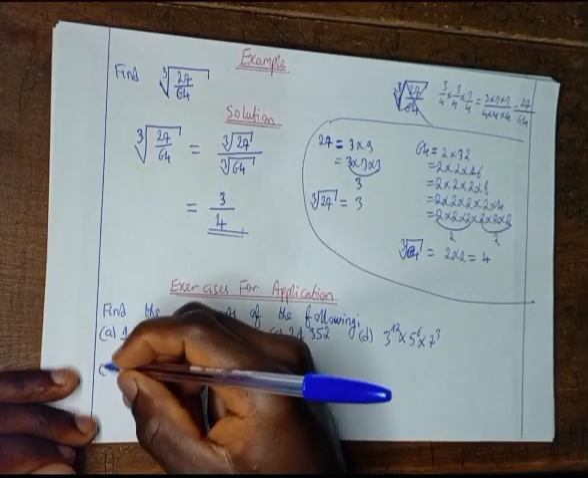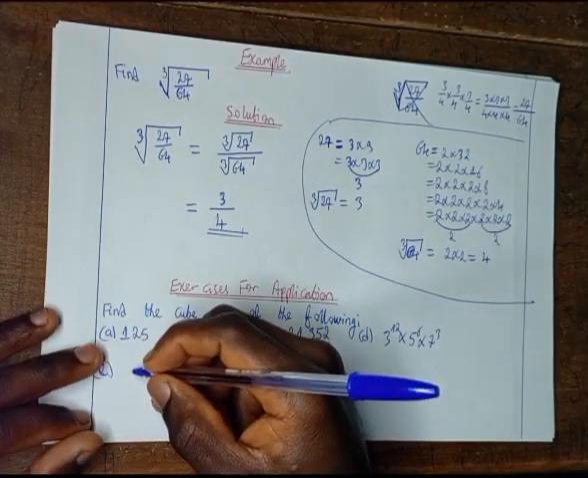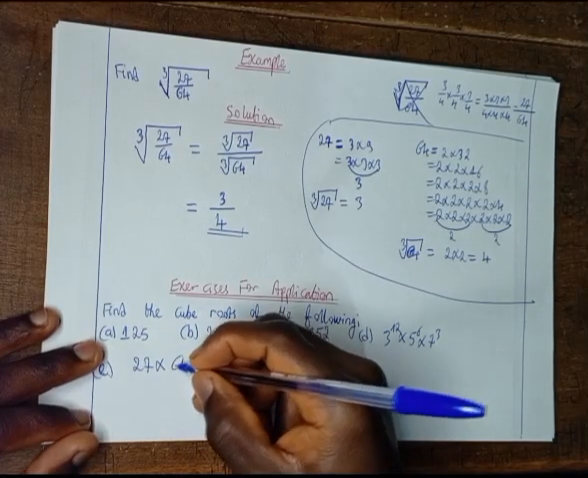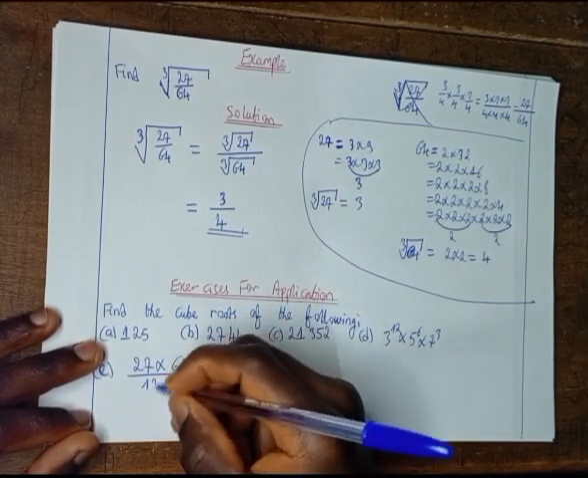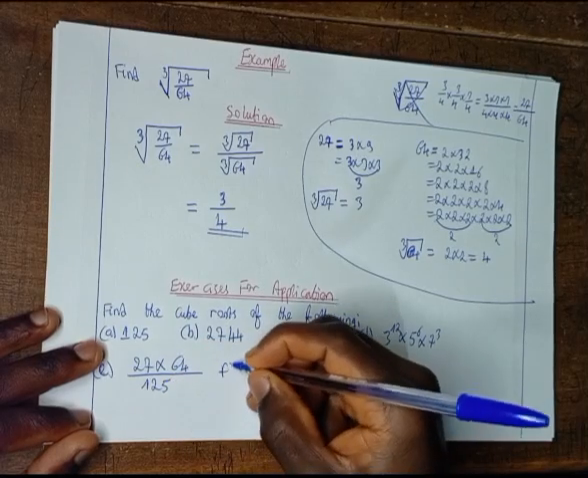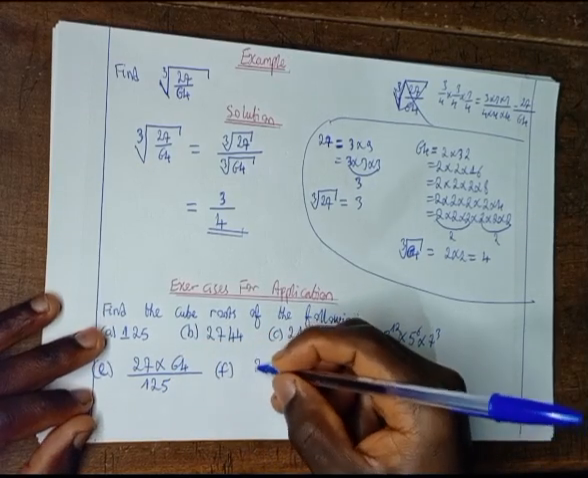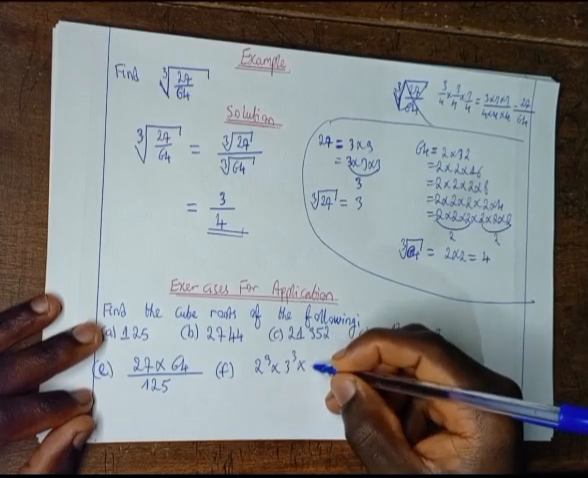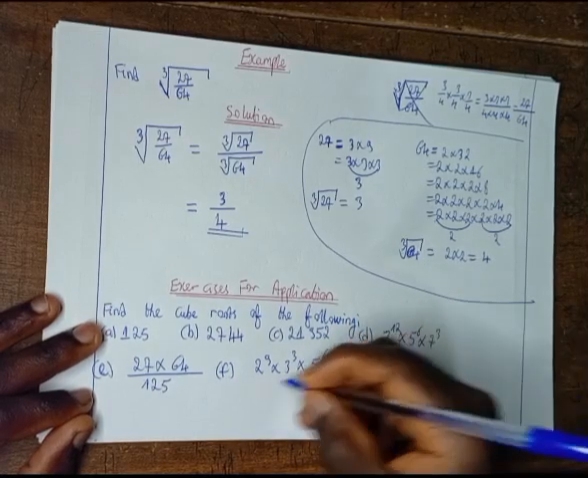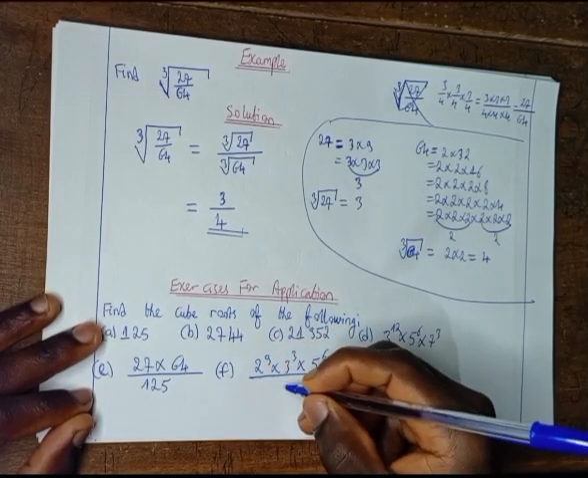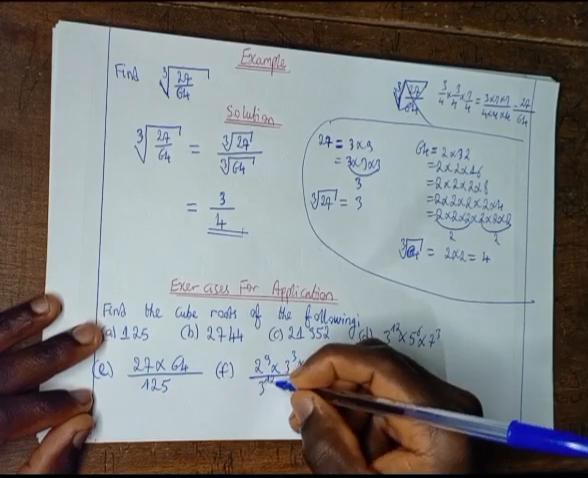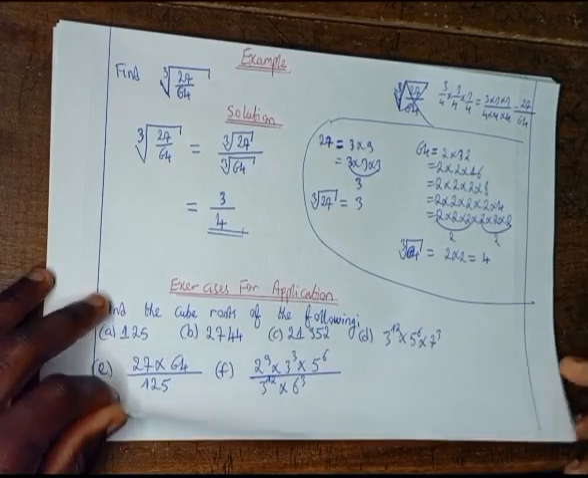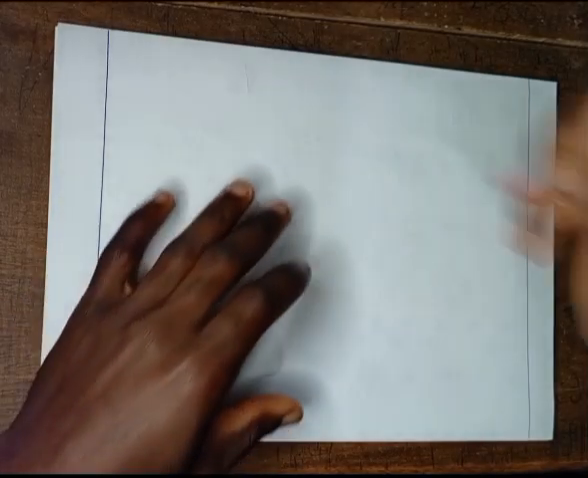And for E, we have the number 27 times 64 all over 125. F, we have the number 2 raised to the power 9 times 3 raised to the power 3 times 5 raised to the power 6 all over 3 raised to the power 12 times 6 raised to the power 3. We are going to take the solution.